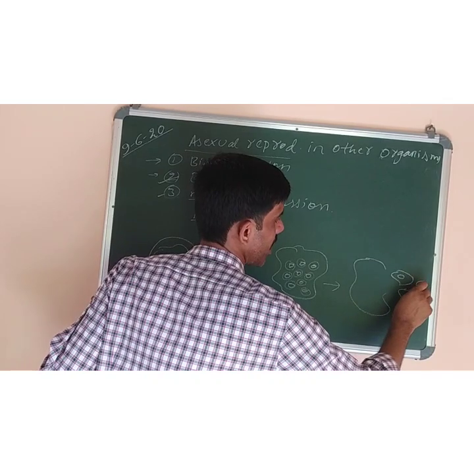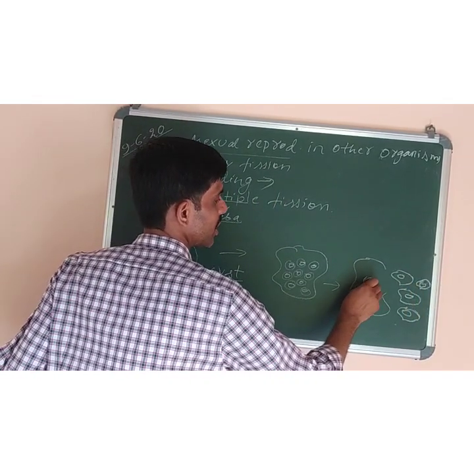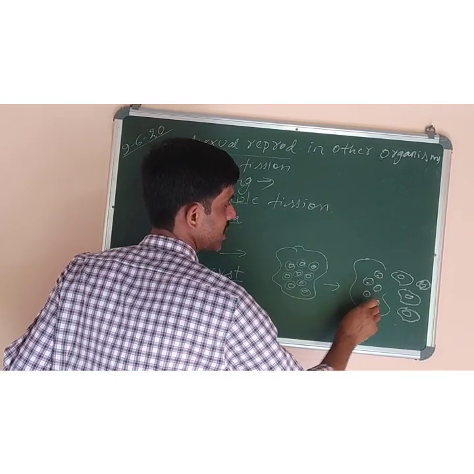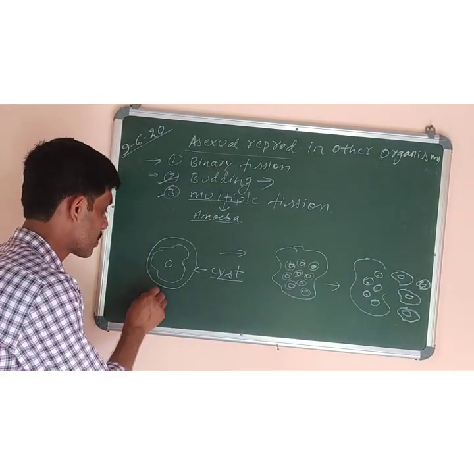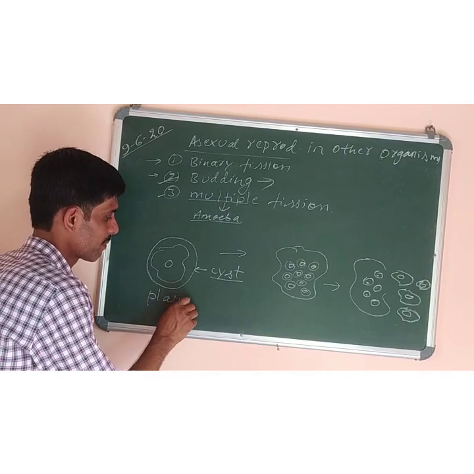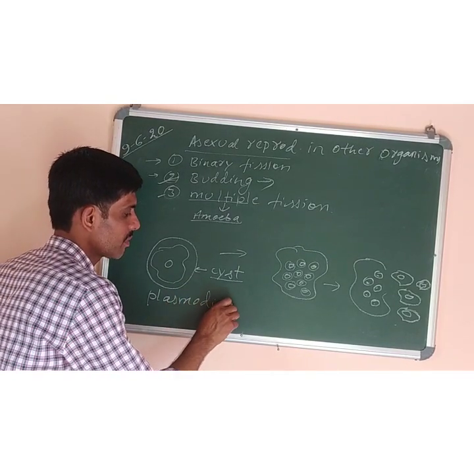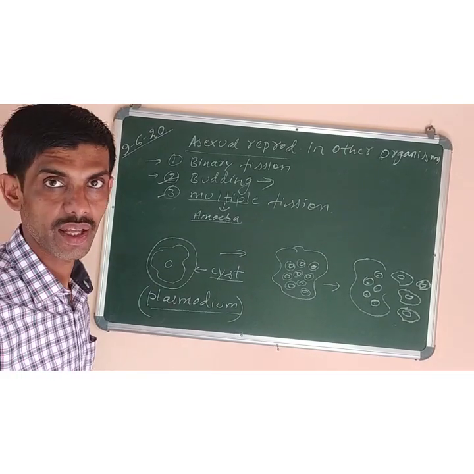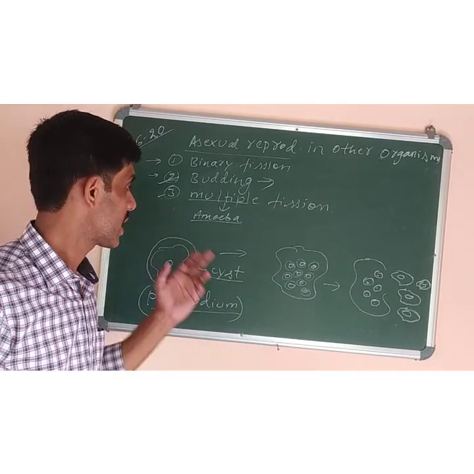Protozoa, sorry, Plasmodium. I am talking about amoeba, no? By mistake I said amoeba, actually it occurs in Plasmodium, I have to say, Plasmodium. What is Plasmodium? It is the parasite, protozoan, which causes malaria. Understood now? So what is multiple fission?